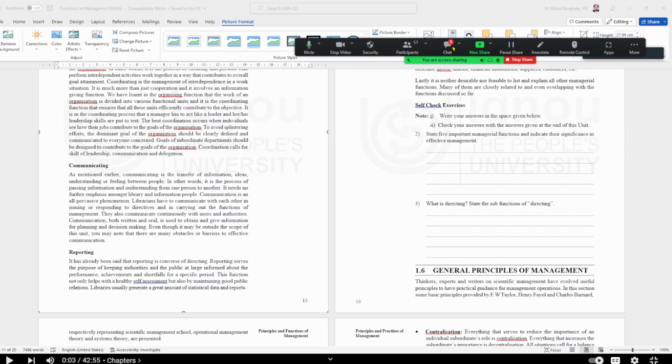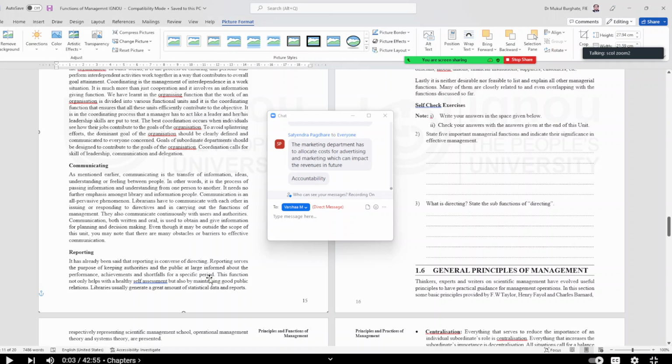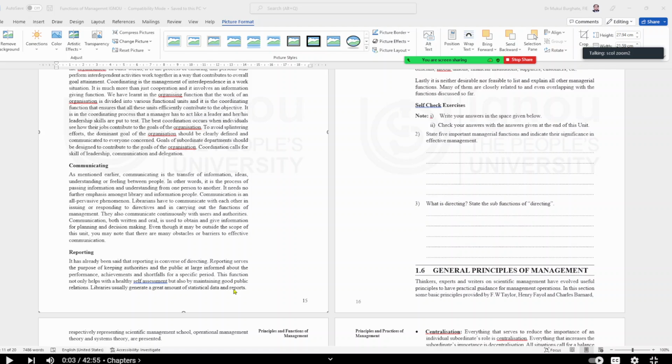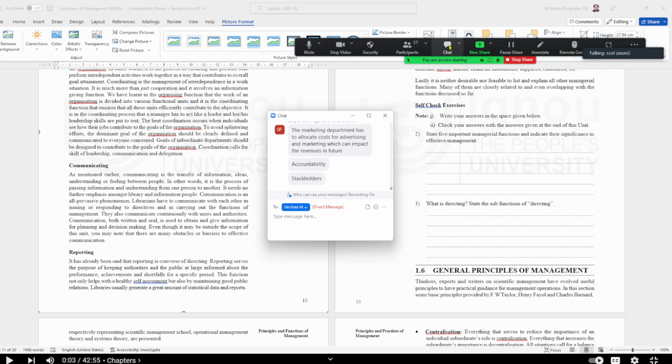Now, who is this public? The word public is used to inform. Reporting, as I said, will move upward. The lower level will report to the middle level, and the middle level will report to the upper level. To whom will the top management report? Stakeholders. Stakeholders, right, exactly.